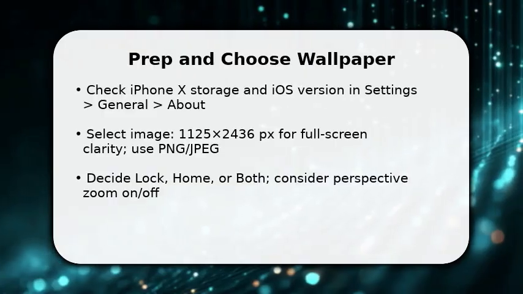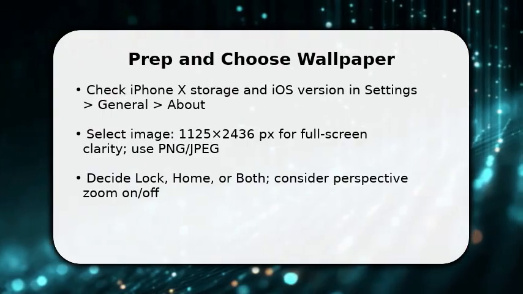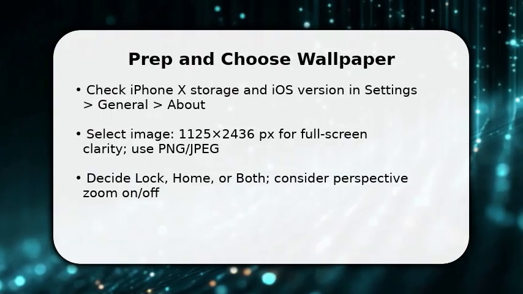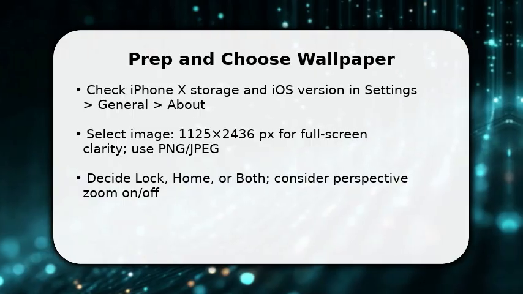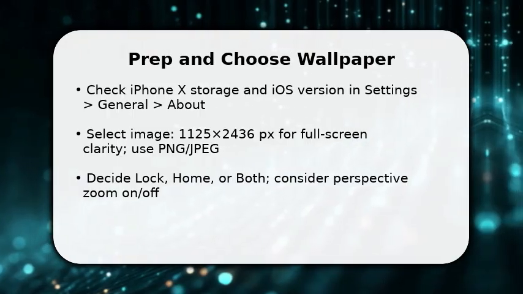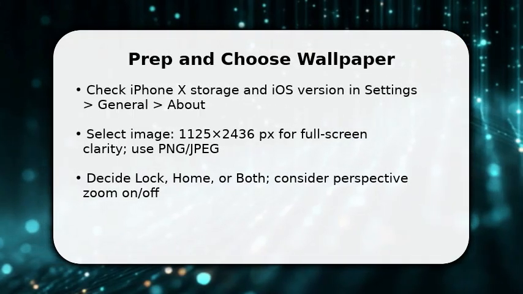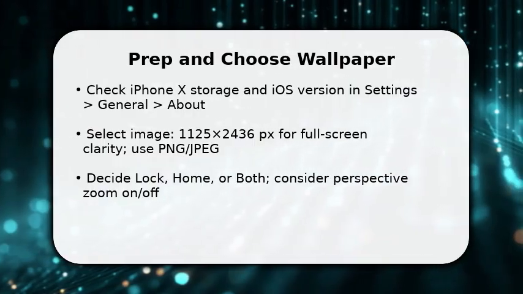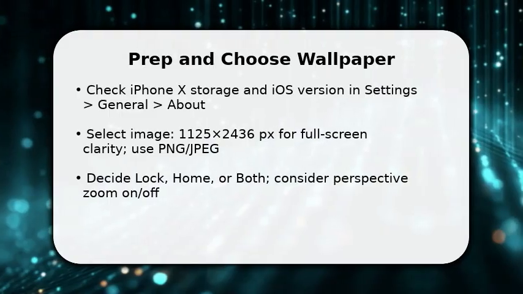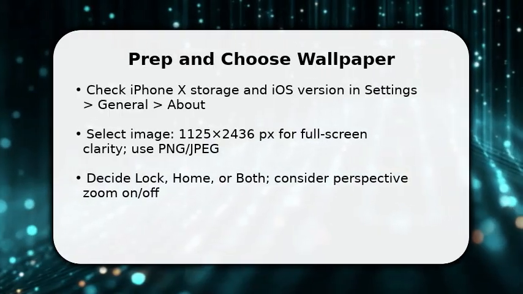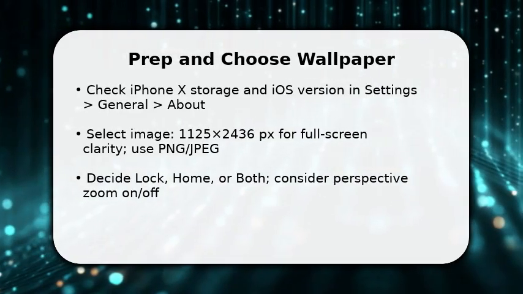You start by preparing your iPhone X so the wallpaper fits and behaves. Open Settings to confirm storage and iOS version, because outdated software can change options. Next, pick an image at 1125 by 2436 pixels for full screen sharpness. If you don't have that, crop now.